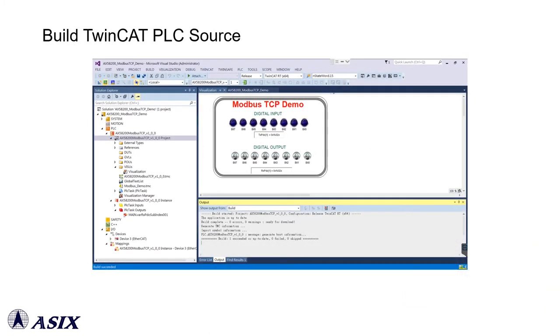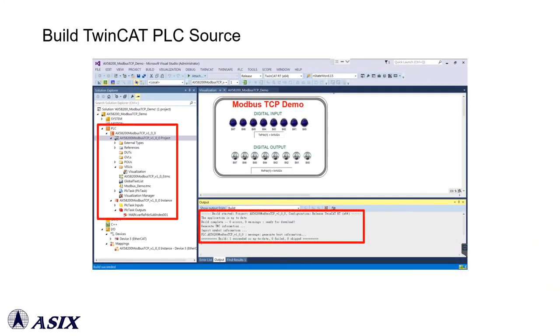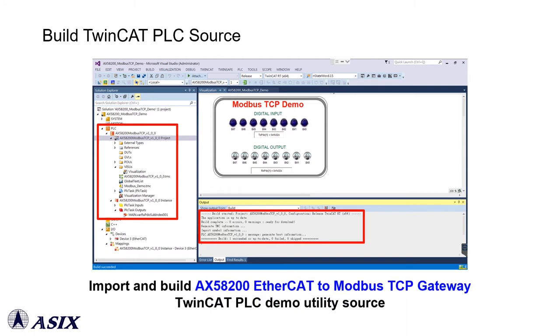The fifth demonstration will show you how to import and build AX58200 EtherCAT to Modbus TCP Gateway, TwinCAT PLC source. Please see below demonstration.